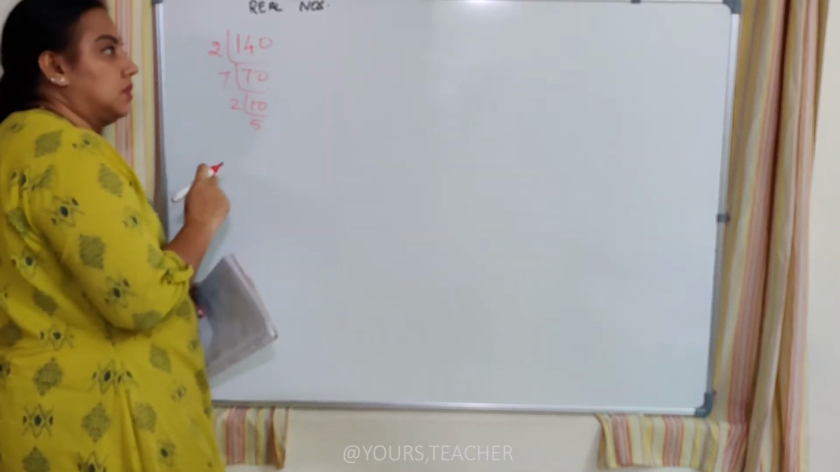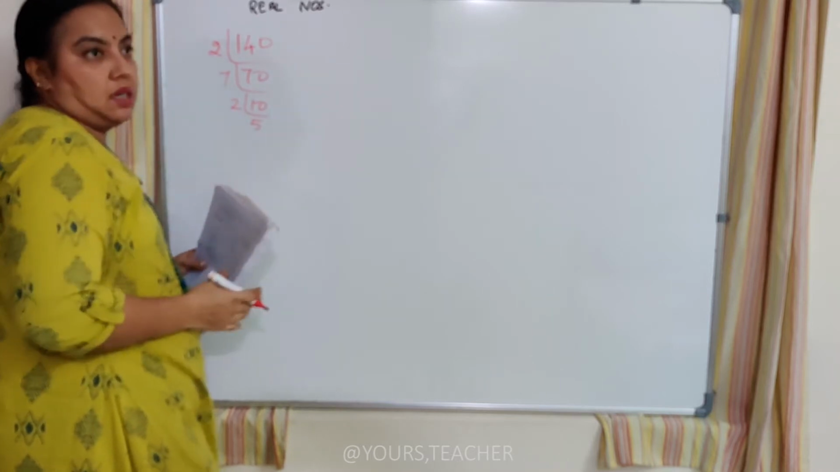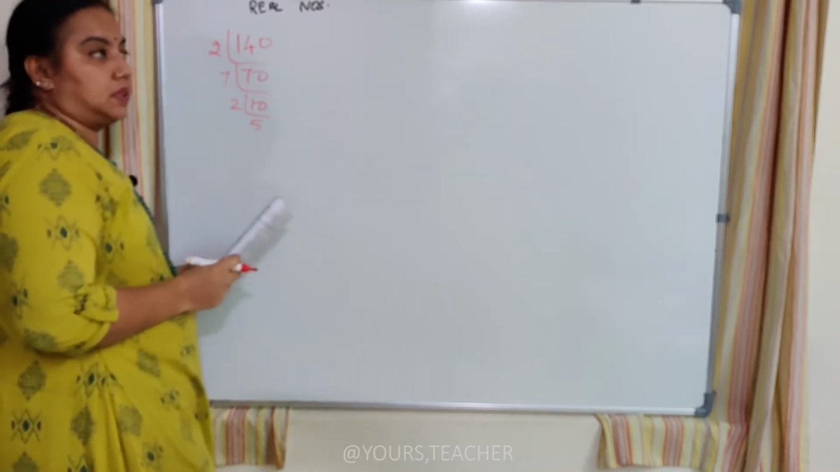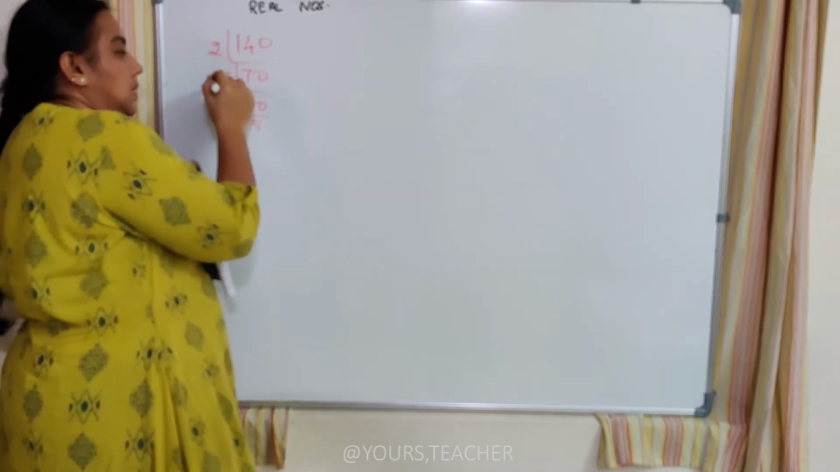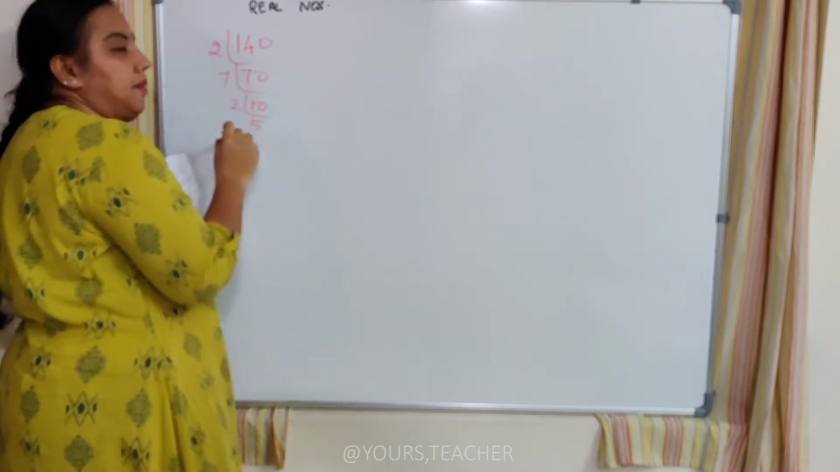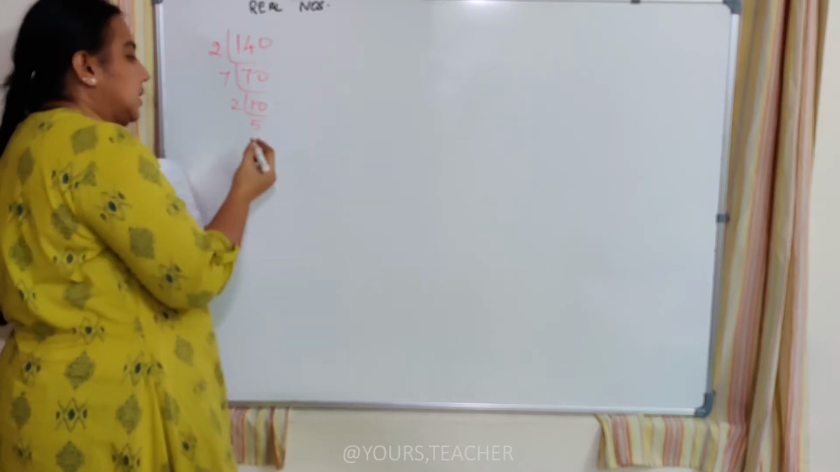Finding the factors of numbers. The first sum is finding the prime factors of 140. And it's a very easy number. We have to use only prime numbers to divide. That is the only catch in this.